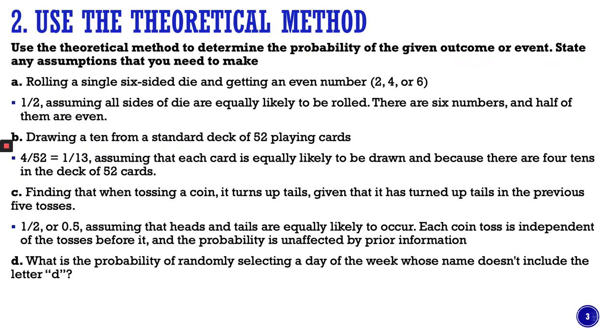What is the probability of randomly selecting a day of the week whose name doesn't include the letter D? Well, that's going to be 0 because every weekday has a D in it: Monday, Tuesday, Wednesday, Thursday, Friday, Saturday, and Sunday. They all end in day, so it's 0 out of 7, which equals 0.